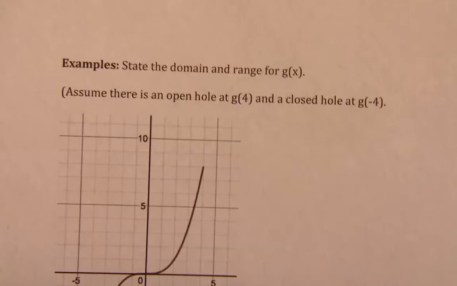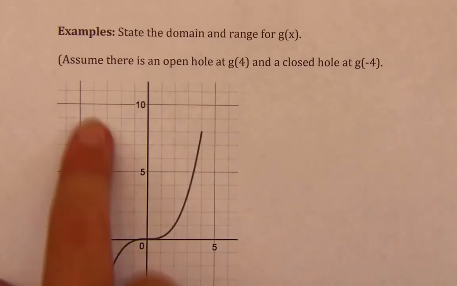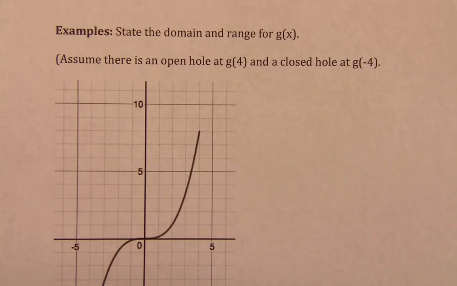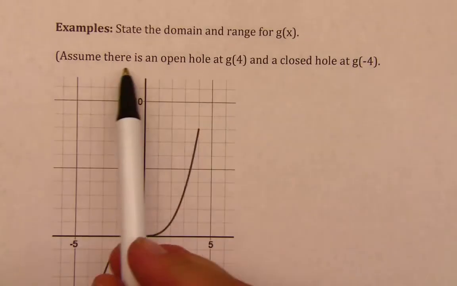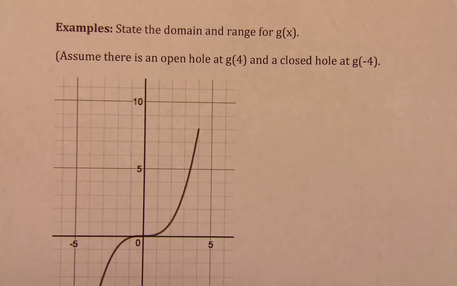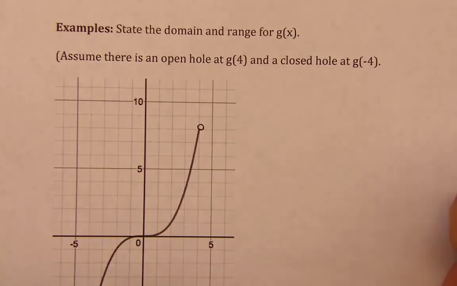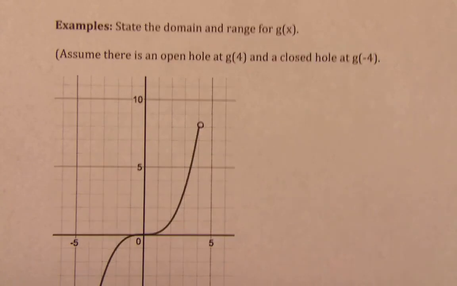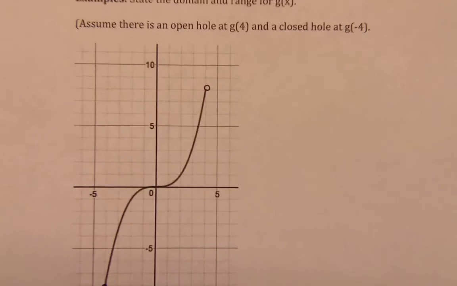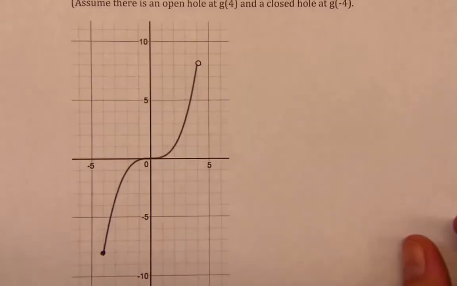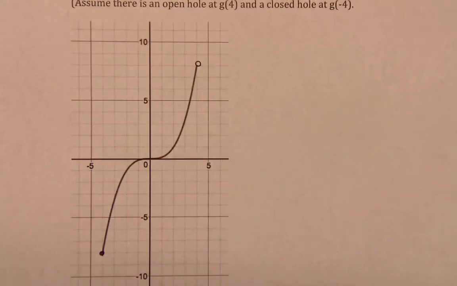And it says, state the domain and the range for g of x. And we're given a picture here. Because this picture isn't perfect, I've made some notes for you here. It says, assume that there's an open hole at g of 4. Okay, so there's an open hole here. And a closed hole at g of negative 4. So we have a closed dot here. Let me zoom out a little bit for us. We want to state the domain and the range.